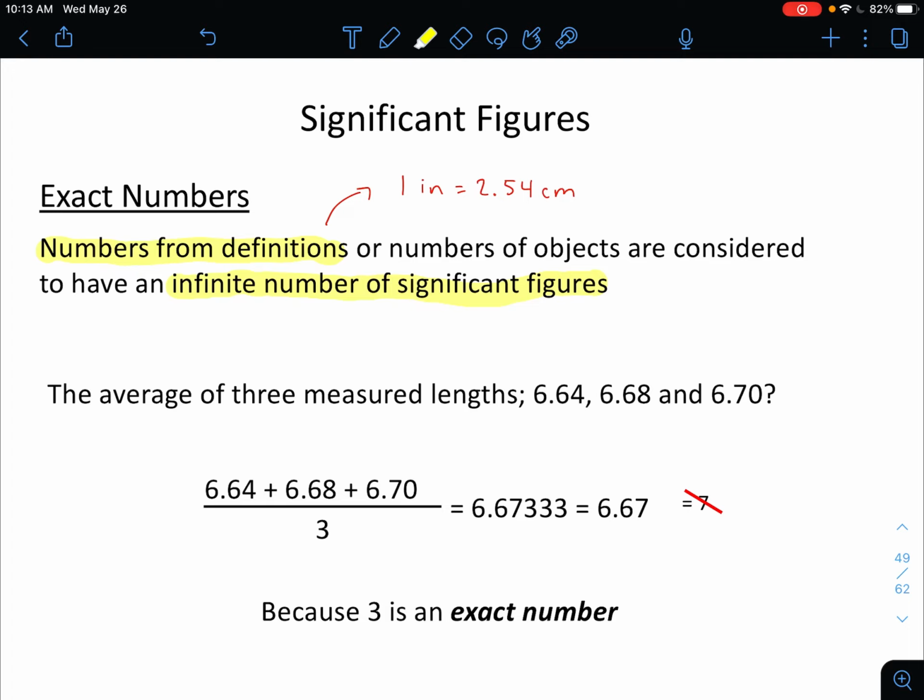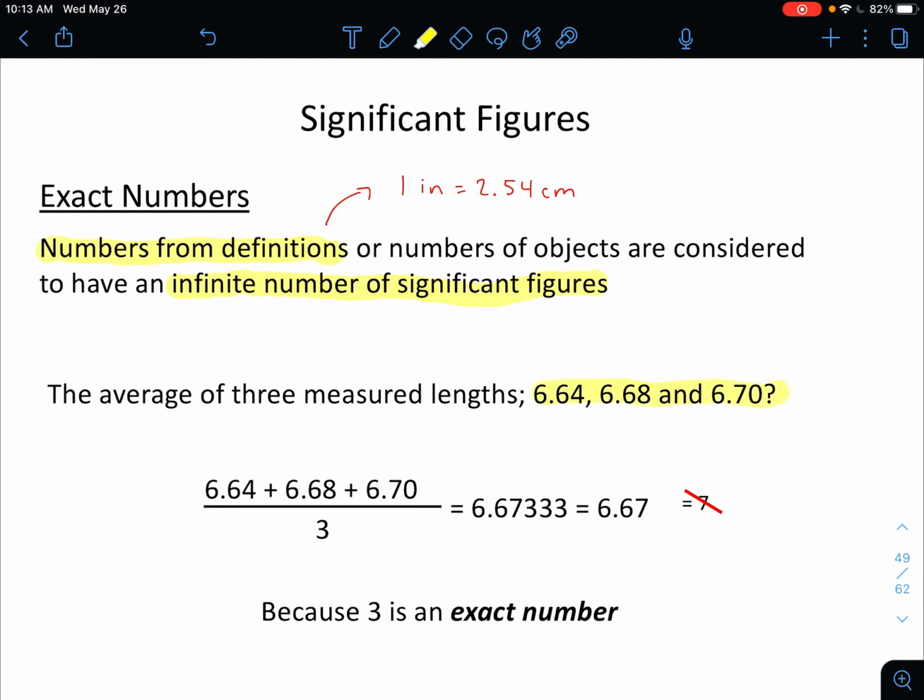So what you'll see, and we'll talk about this probably in the next video, is when I'm doing calculations where I'm using a value from a definition, then the original number of significant figures is typically what will dictate what I actually report. Kind of a silly example of this is when we take an average, right?